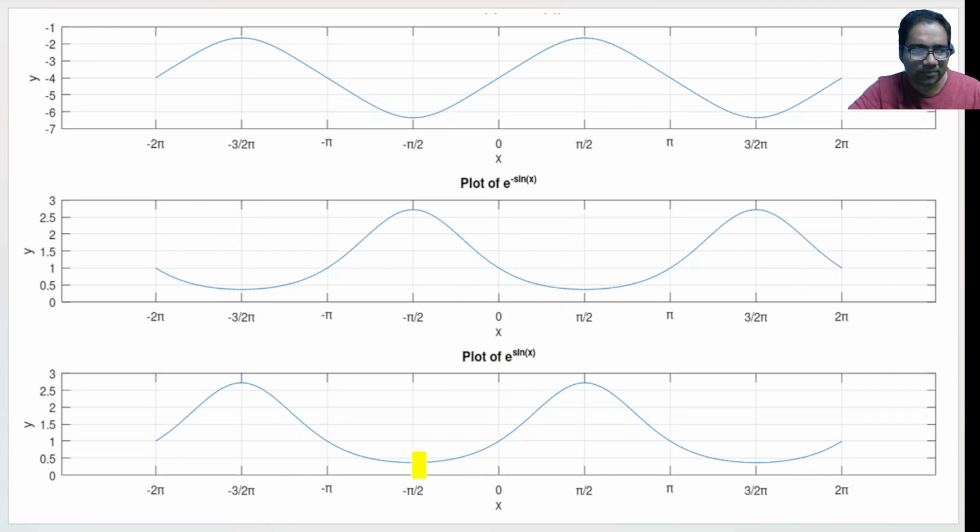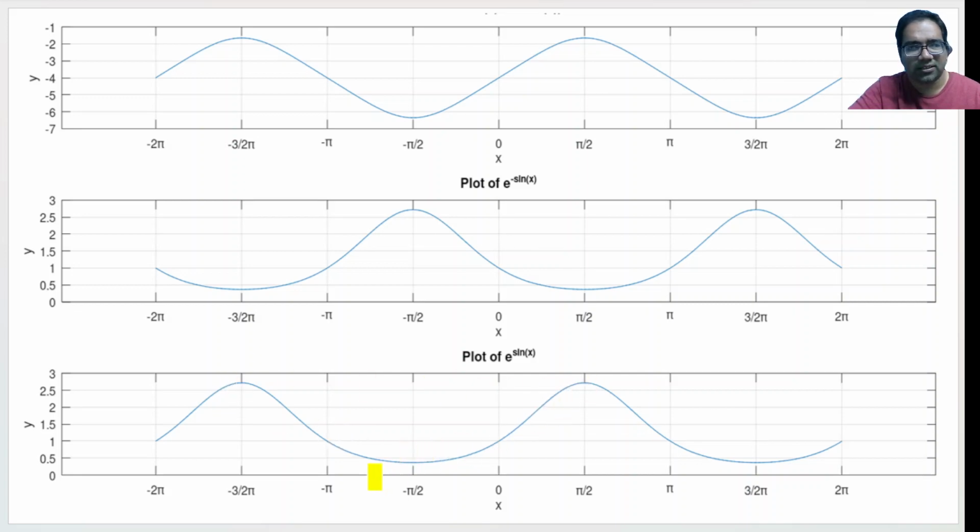That is this point. Right. So this is roughly 0.3. So it can go between 0.3 to at max 2.7, where sin x at pi by 2 is 1. Right. E power sin x then becomes e power 1, which is 2.7. So it can go between 0.36 to 2.7. The same cycle repeats. Right. This is the graph.